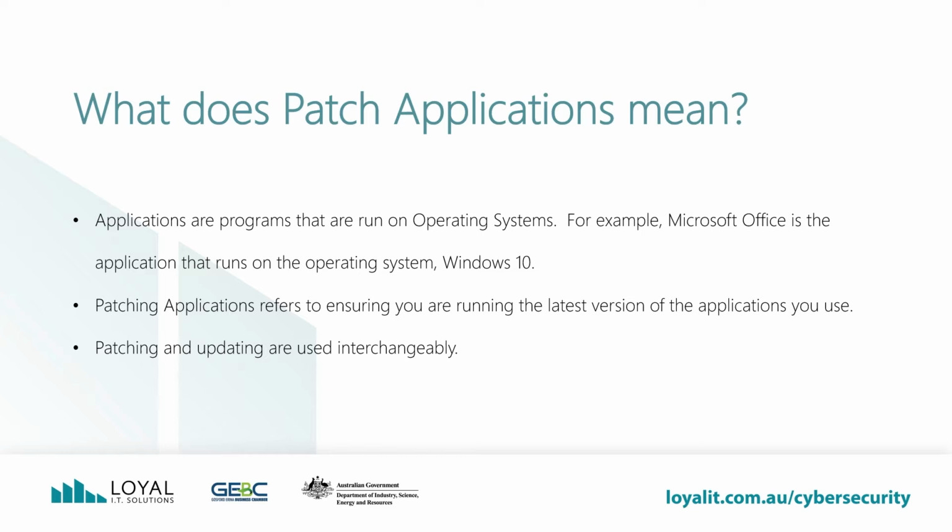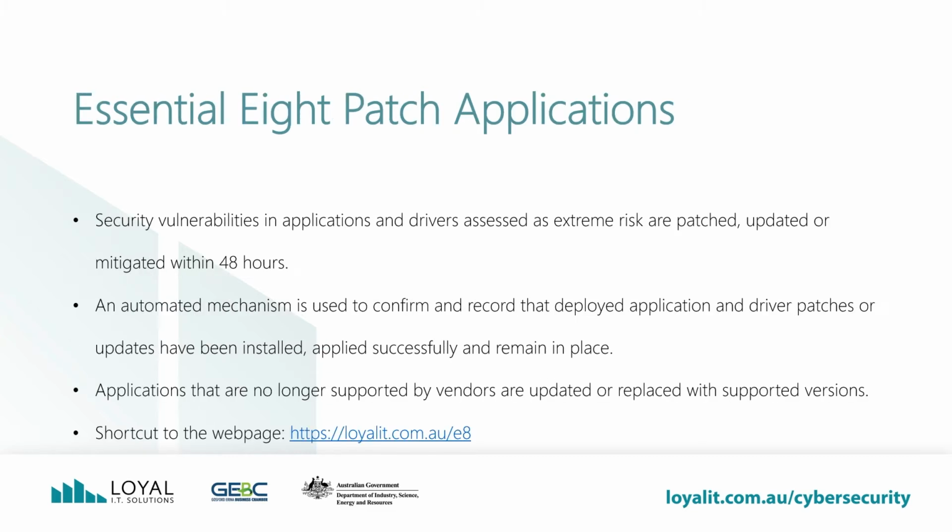What does patch applications mean? Applications are programs that run on operating systems. For example, Microsoft Office is an application that runs on the operating system Windows 10. For more information about what an operating system is, please go back and watch the Essential 8 information video, Patch Operating Systems. Patching applications refers to ensuring you are running the latest version of the applications you use. If you use Adobe Reader to read PDF documents, you need to ensure you are running the latest version of that product. The term patching means to update. The terms are interchangeable.